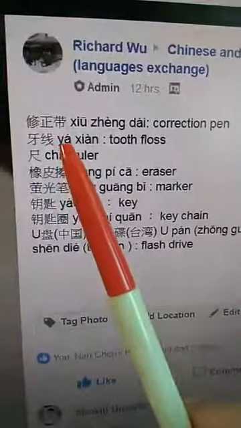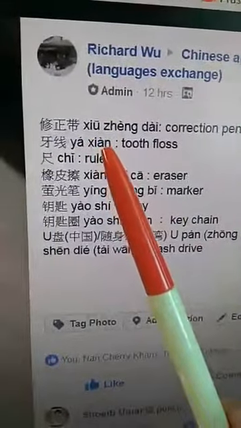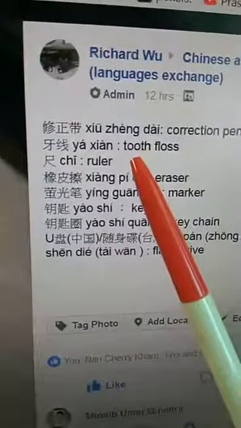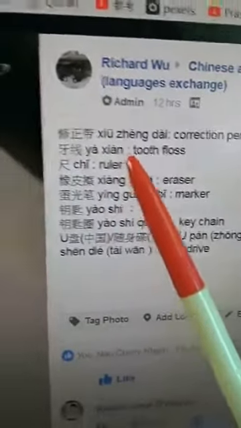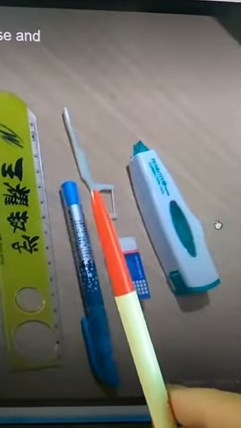牙线, tooth floss. Oh, seriously, Habib, thank you. 牙线, tooth floss. Oh, I use this a lot, seriously. 牙线, floss.